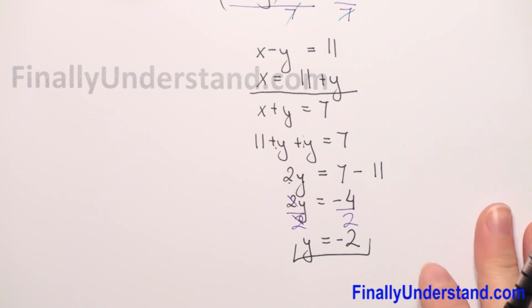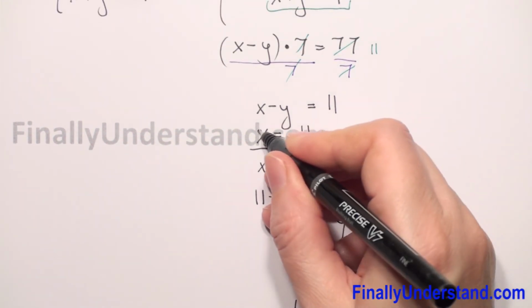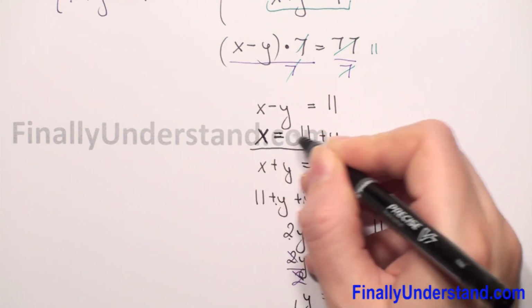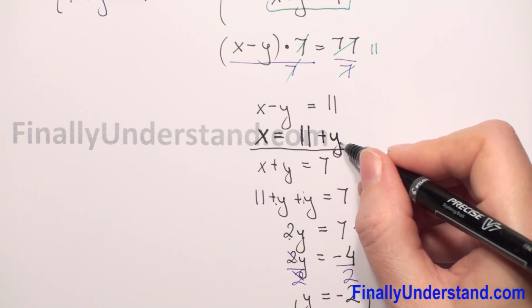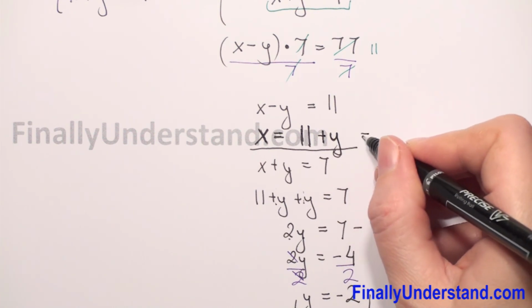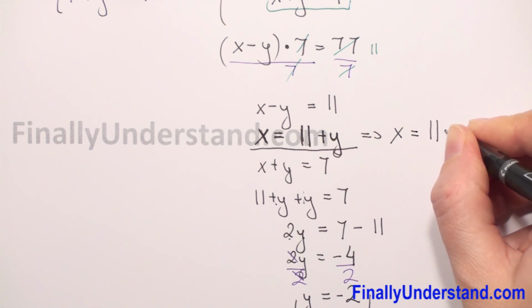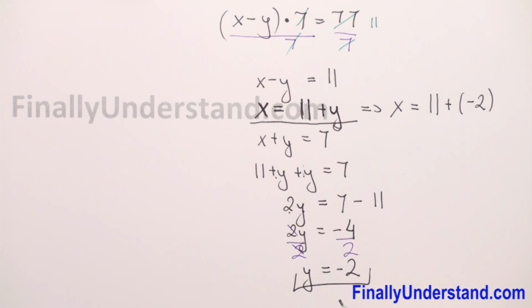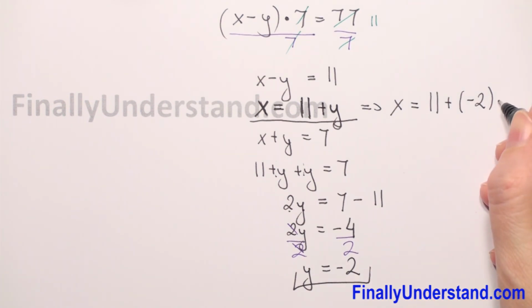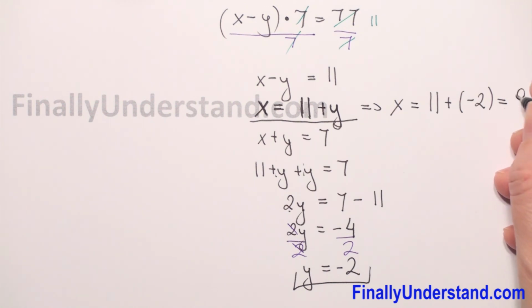If you need x, you'll have to just come back to the equation x is equal to 11 plus y, and just substitute y by negative 2. So it will be x is equal to 11 plus negative 2, because we found that y is negative 2. So this is equal to 11 plus negative 2, so this is 9. This is my solution.